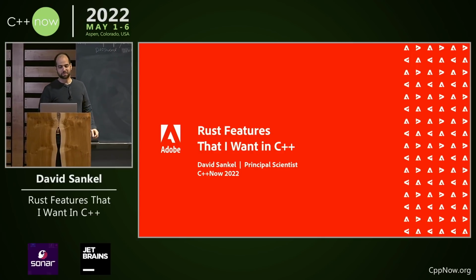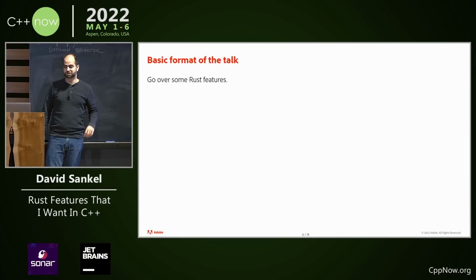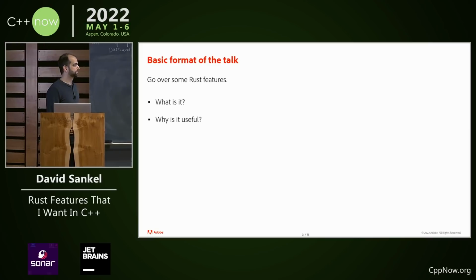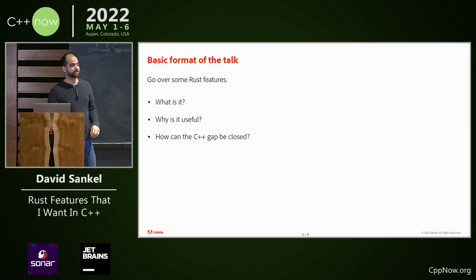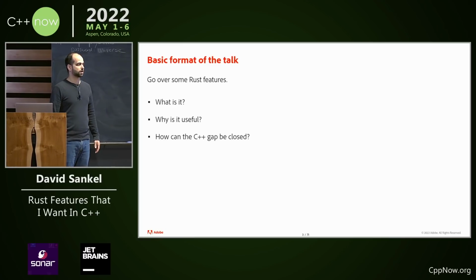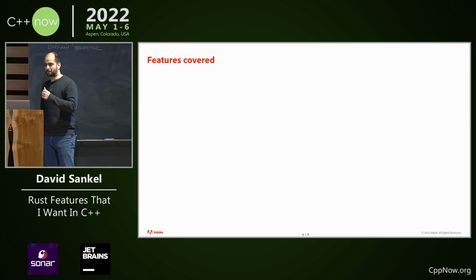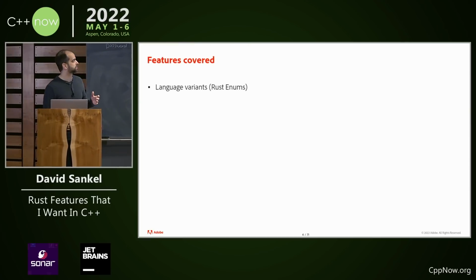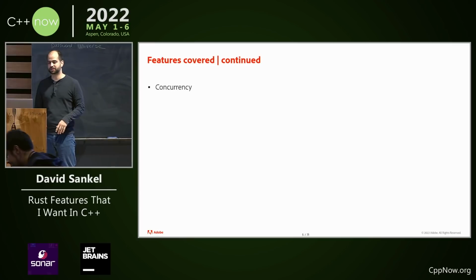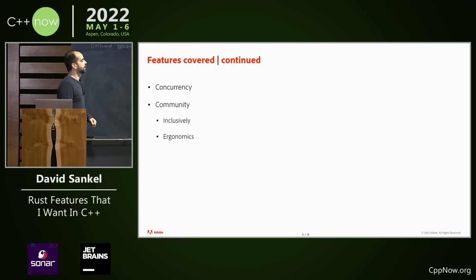Right? So the basic format of this talk is we're going to go over some Rust features. We're going to talk about what they are, why they happen to be useful, and there's going to be a gap with C++ in meeting this Rust feature. We're going to talk about how this gap can be closed, okay? So we're going to cover a lot of features. We're going to talk about language variants, reflection, a whole bunch of different tools for systems engineers, concurrency, community.